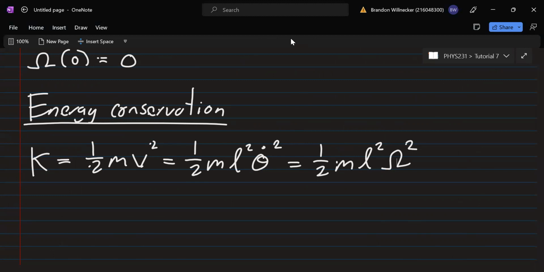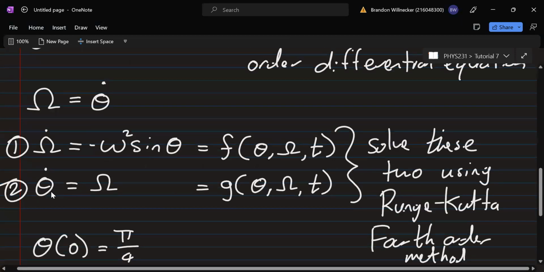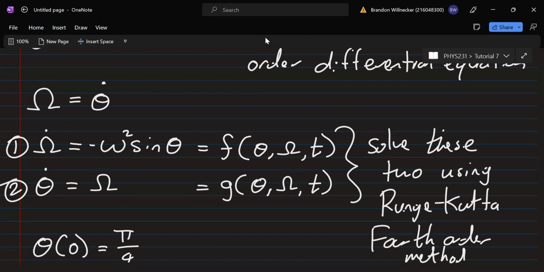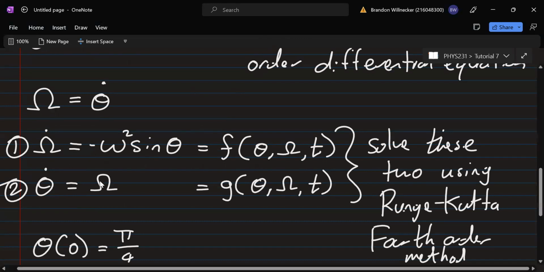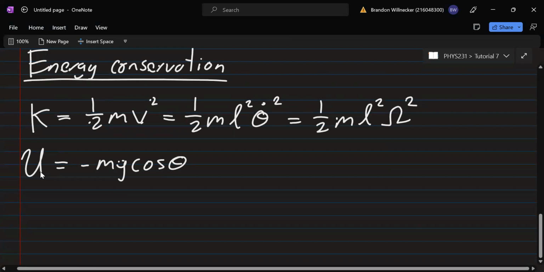Similarly, with the potential energy, let's call it U, that's going to be minus mg cos theta. And we know the theta values from here. So equation 2, if we solve that, we get our theta values. Once we have the theta values over time, we can calculate the potential energy. And then we need to plot the two of them over time.